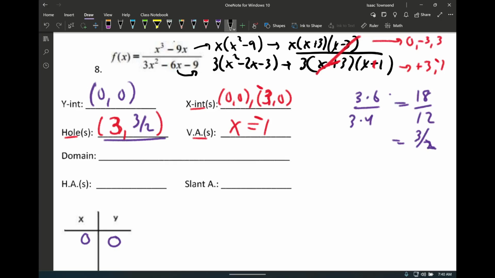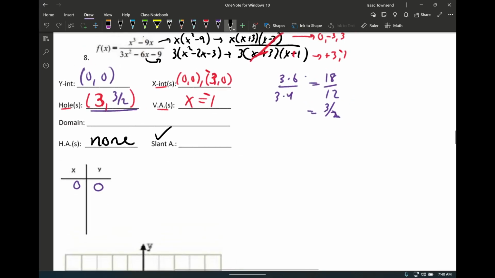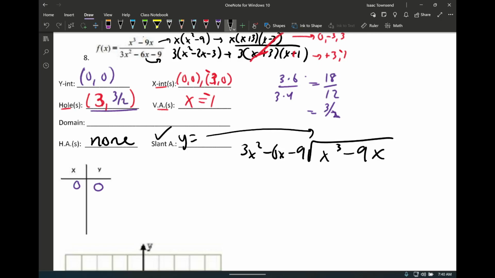So horizontal asymptote rules. The degree of the numerator is bigger, so it will not have a horizontal asymptote. But because the degree of the numerator is 1 bigger than the degree of the denominator, it has a slant asymptote. And unfortunately, slant asymptotes are probably the most amount of work that we will have to do in this type. So we have to do long division, and our answer is going to come from y equals whatever the quotient is. We will ignore any remainder.